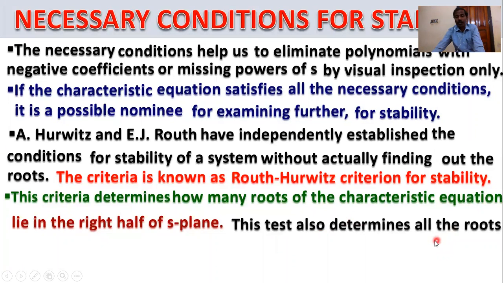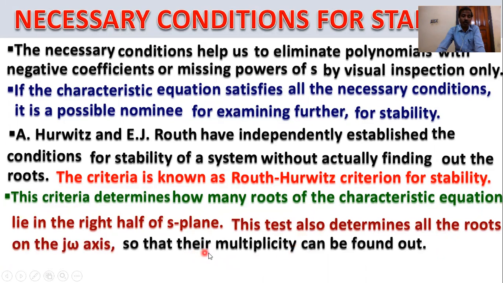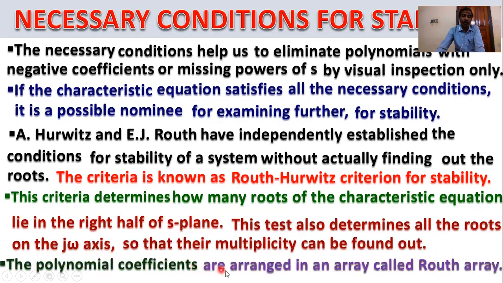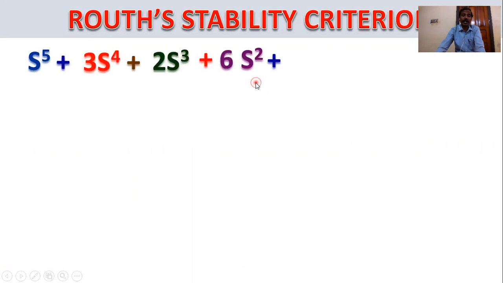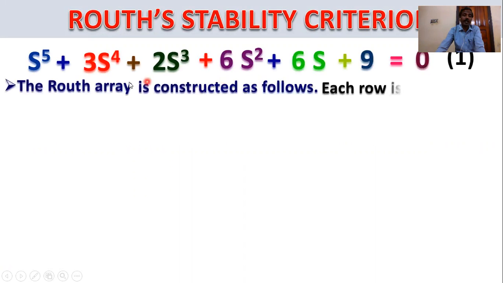This test also determines all the roots on the j omega axis so that their multiplicity can be found out. The polynomial coefficients are arranged in an array called the Routh array. So next, determine the Routh table or Routh array for the sufficient condition. This is the characteristic equation, and the Routh array is constructed as follows.